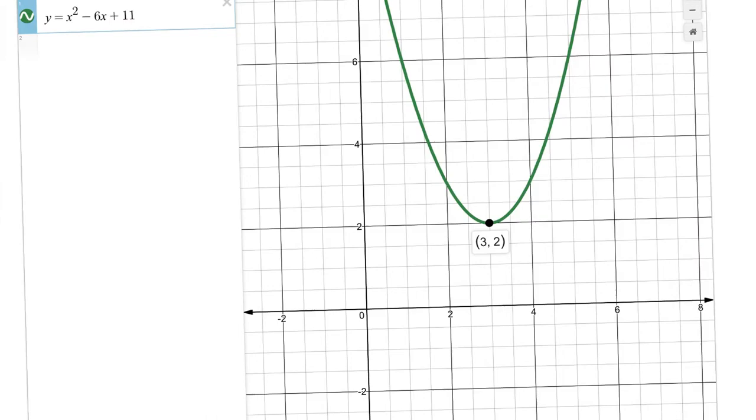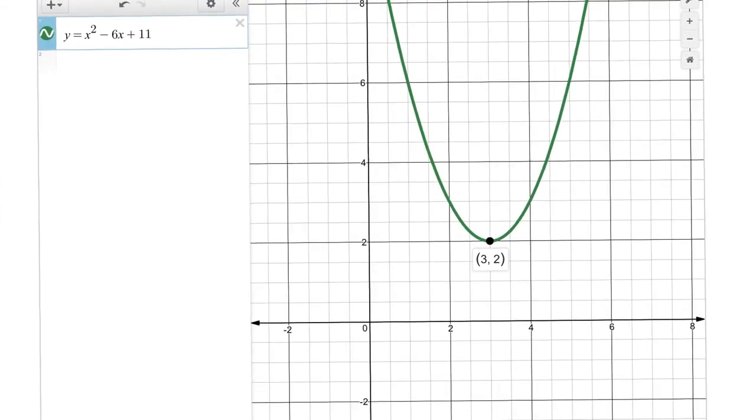The x-axis, if I'm looking at the graph here, the x-axis is right down here, but the U-shape is on top of the x-axis.